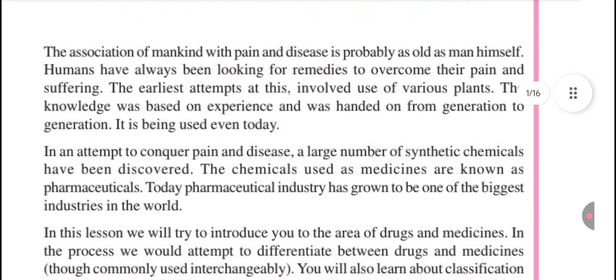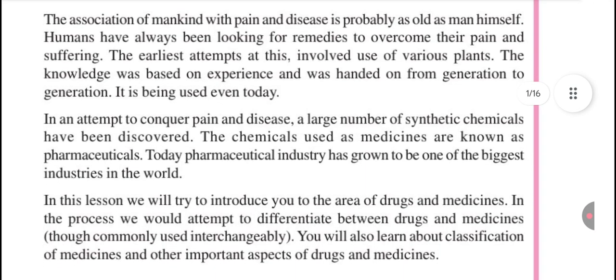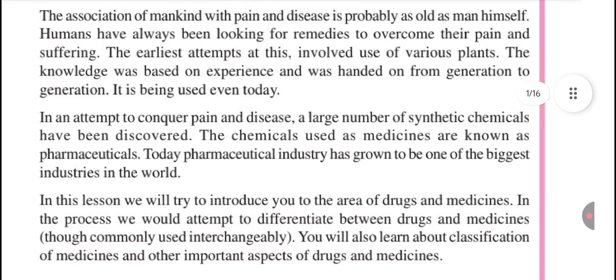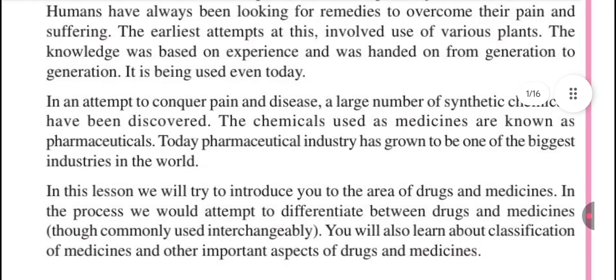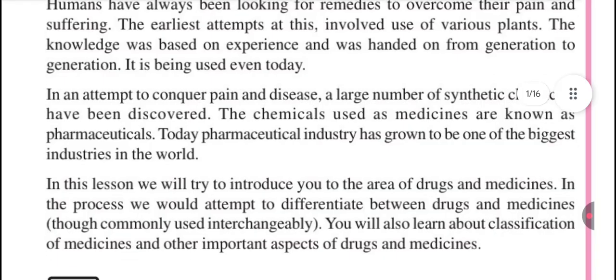The association of mankind with pain and disease is probably as old as man himself. Humans have always been looking for remedies to overcome their pain and sufferings. The earliest attempts at this involved use of various plants. The knowledge was based on experiences and was handed on from generation to generation. It is being used even today.